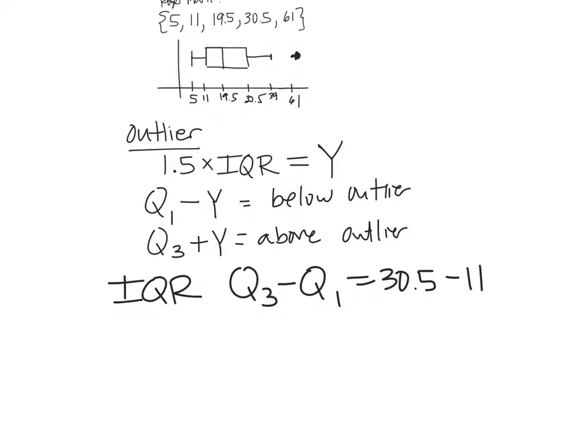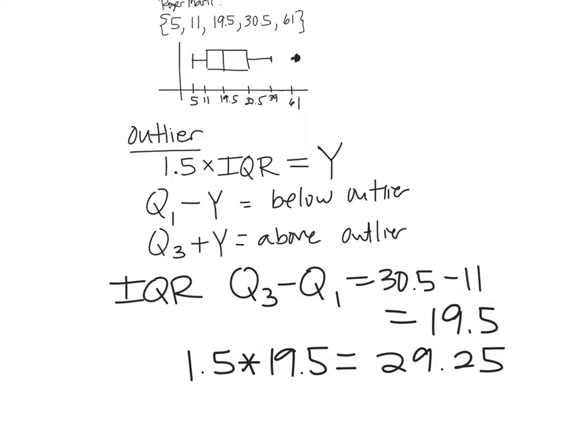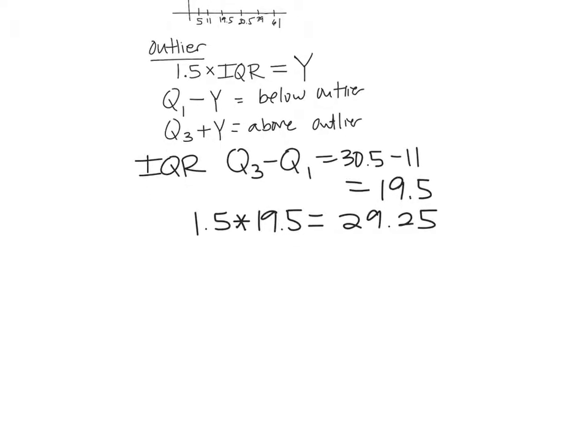And the distance from 11 to 30.5 is 19.5. That is the median. That's not always the median. They're not always the same, okay? It just happened to be here. Now we're going to go 1.5 times 19.5. Let's do that. 29.25.